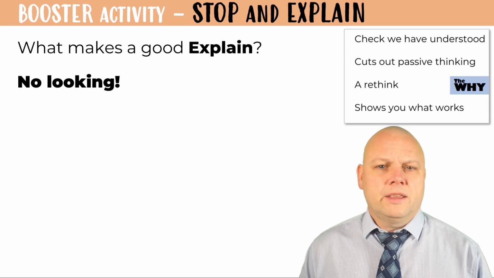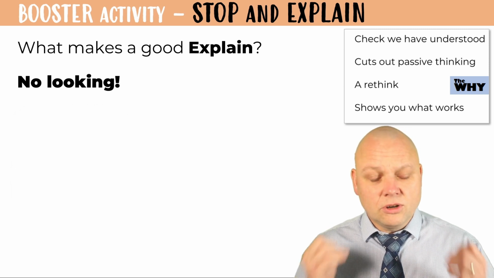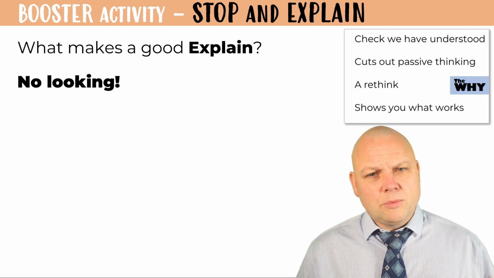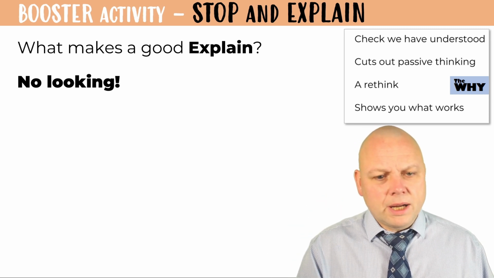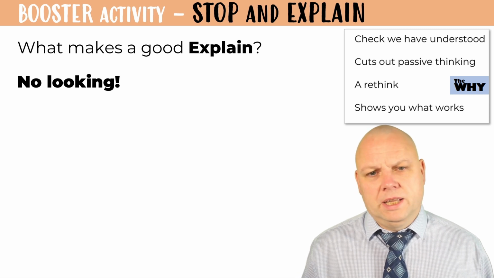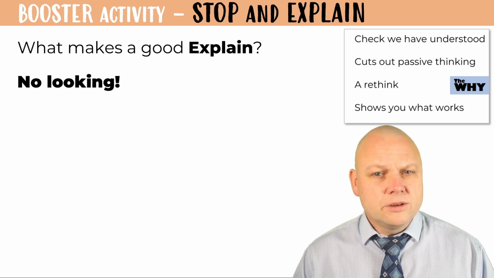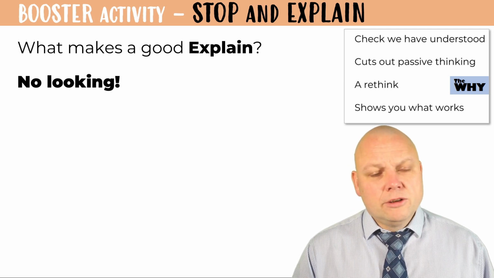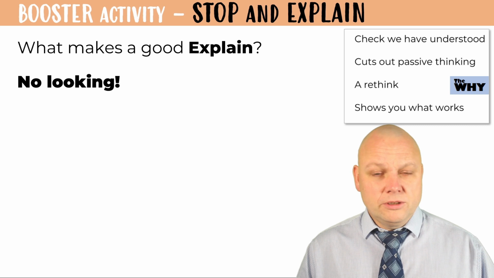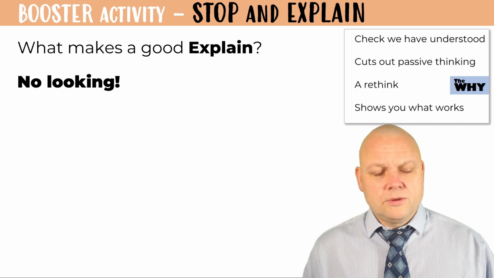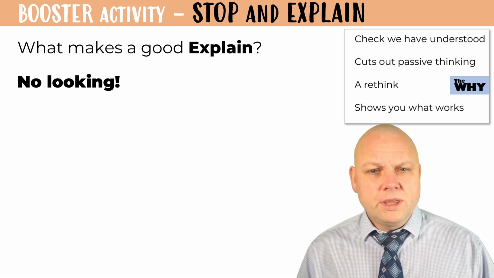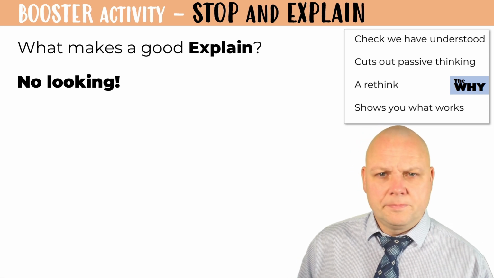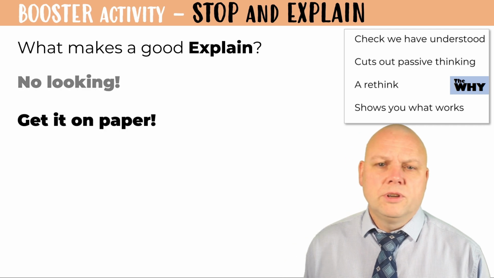Don't look back at the stuff that you've just been revising. It's got to come from your head without any other clues. Otherwise you're not really checking that you understand. You're going back and rereading it, and that doesn't tell you whether you've understood that thing. Also, if you're going back and looking at it, you're not really rethinking about it, not thinking about it in a different way. When you're explaining, you're having to join things together, trying to make sense of the whole thing. And that's really good for you. So no looking, first rule.